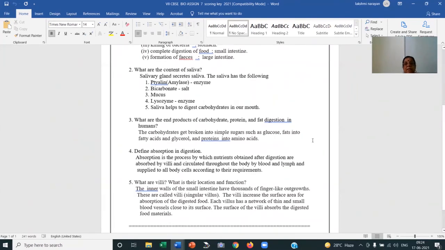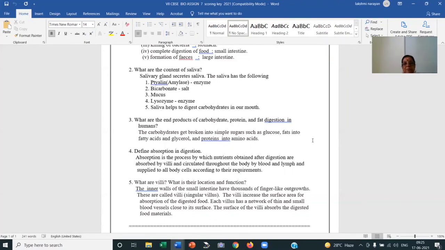Then what are the end products of carbohydrate, fat and protein digestion in humans? The carbohydrates get broken into simpler sugars such as glucose, fats into fatty acids and glycerol, and proteins into amino acids. I repeat, carbohydrates get broken into simple sugars such as glucose, fats into fatty acids and glycerol, and proteins into amino acids. I hope you understand.